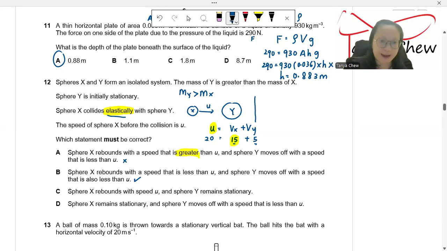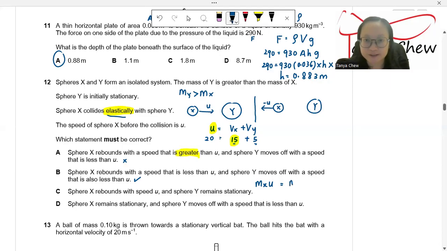C, sphere X rebounds with speed U and sphere Y remains stationary. I don't say this is wrong, but I'll prove it from the principle of conservation of momentum. Momentum: sphere X moves with mx times U. Sphere Y is stationary. After the collision, sphere X rebounds, so it has to move in the opposite direction with negative U. Remember, momentum is a vector quantity. And sphere Y remains stationary. Could you see? This is mx negative U. Mx U is not equal to mx negative U. So that is wrong.